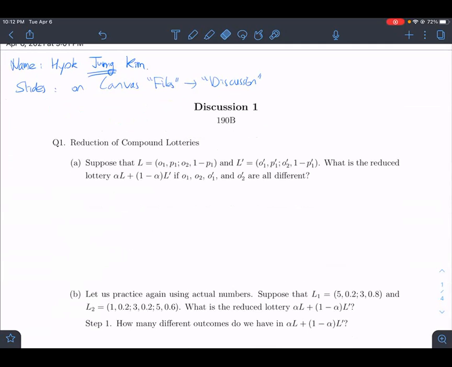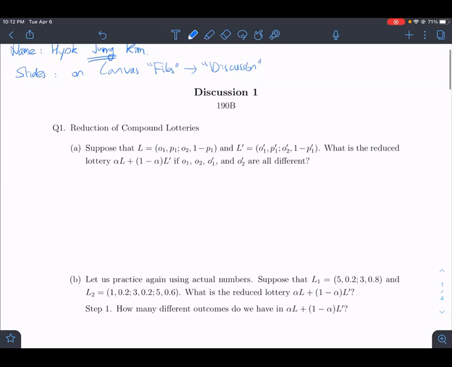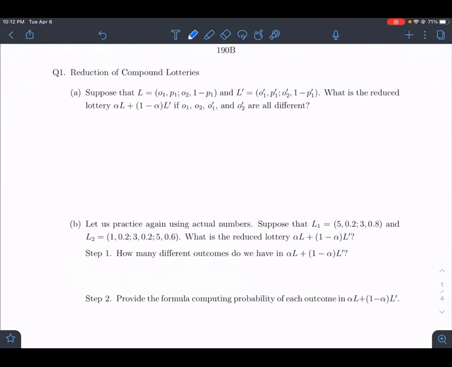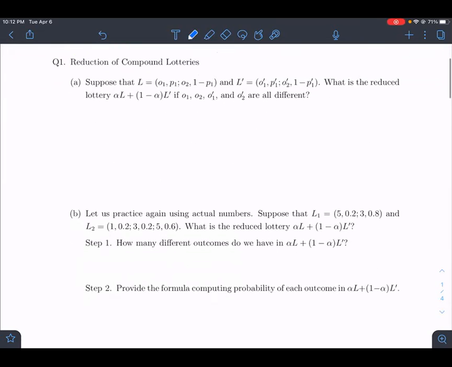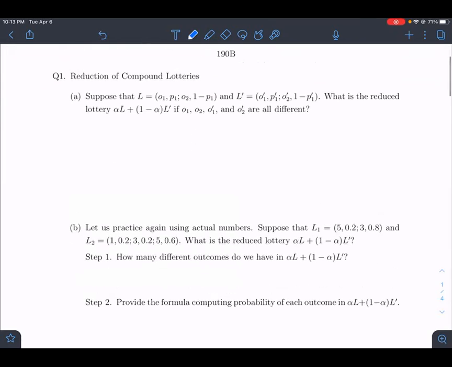So first question, reduction of compound lotteries. I'm sure that you all know how to do this, but let me give you a brief review. Suppose that L, let me skip this question, because today we have lots of questions to cover. In the previous section, I couldn't complete all of the questions. So for this one, I'll put the answer key on Canvas.